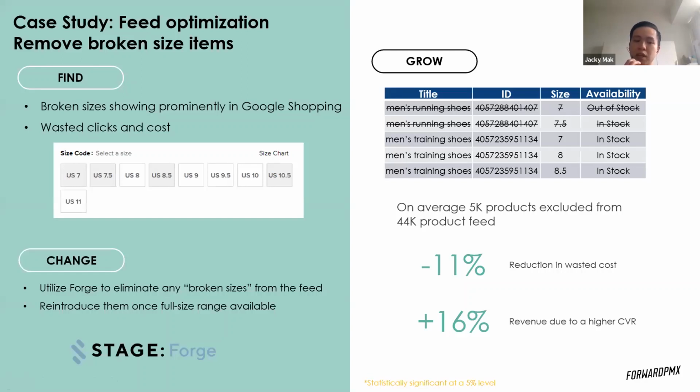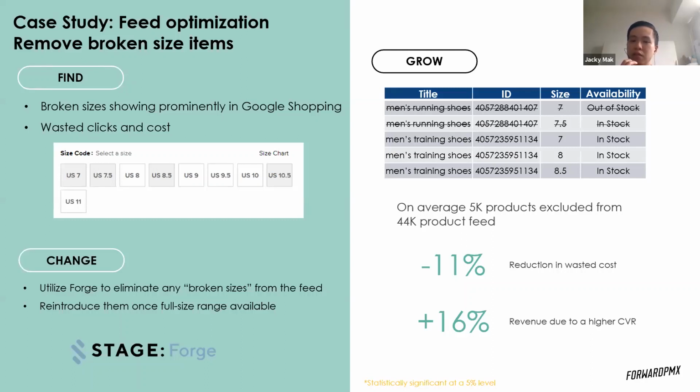So what we have done for the client is that we utilize our own platform to eliminate products with any broken sizes from the feed itself. So for example, with a product where we just have US 7 and we don't have the rest of the sizes, we just don't advertise that product. We also try to reintroduce the product when the full size range is available.